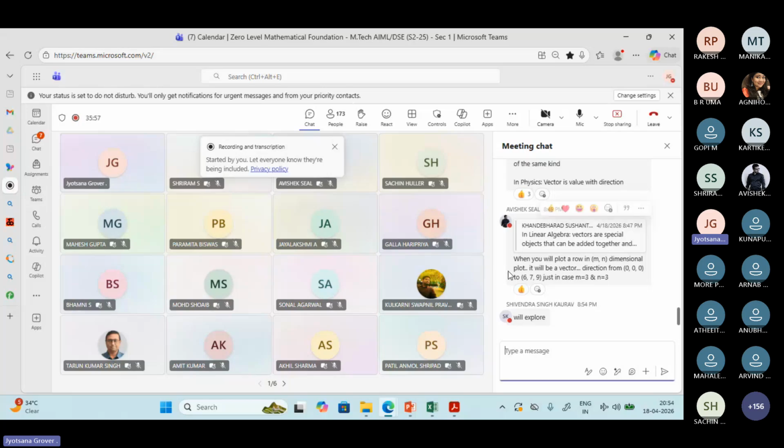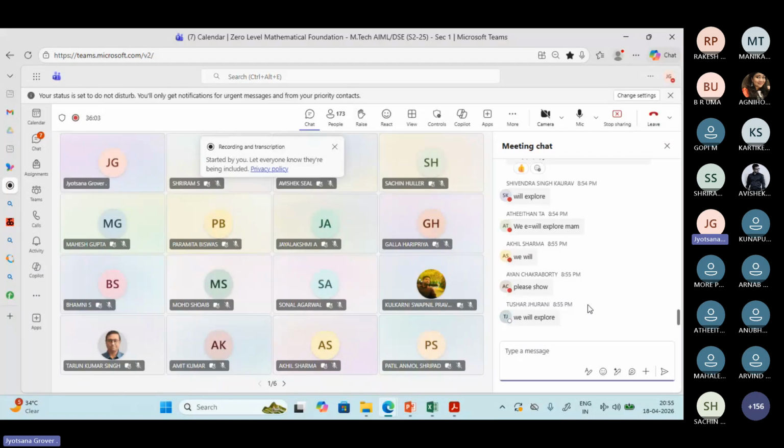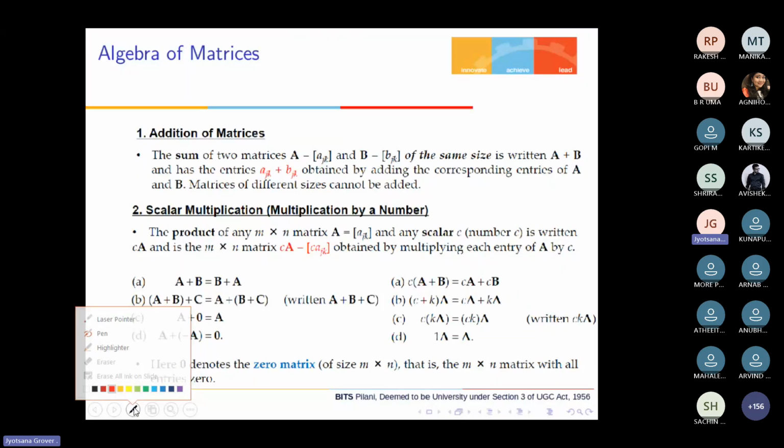Where is this? When will you plot row in M? Okay. I'll do. Don't worry.